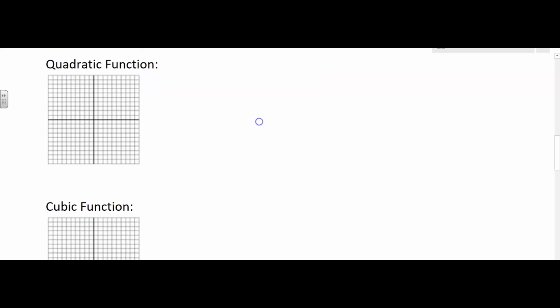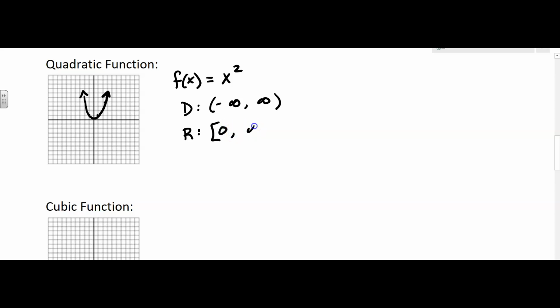The quadratic function. So f of x equals x squared. So that makes a U-type shape. Try to draw a little graph here. Somewhat like that. The domain is actually all real numbers, negative infinity to infinity. But the range is going from 0, including the 0, to infinity.